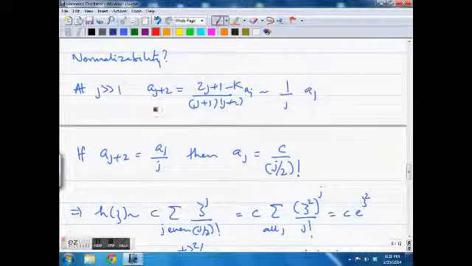So here is a recursion relation again. a_{j+2} is (2j + 1 - k) over (j + 1)(j + 2) times a_j. Now if j is very, very big, so I'm looking at the millionth term in the series and beyond, then this will, to a good approximation, be just 1 over j times a_j, and the approximation will get better and better as j gets bigger and bigger. So now let's imagine that we take this to be the defining property of the recursion relation.